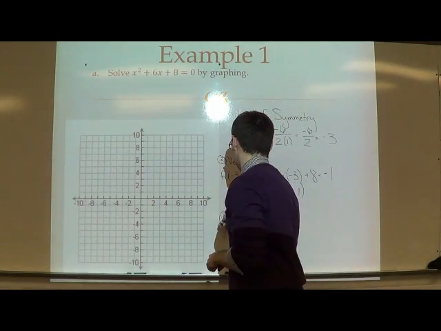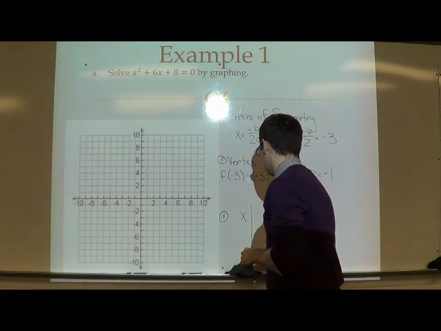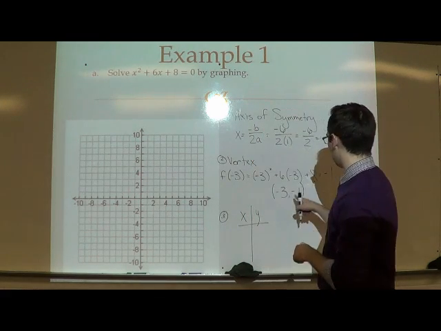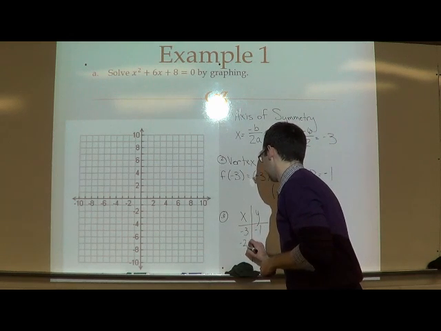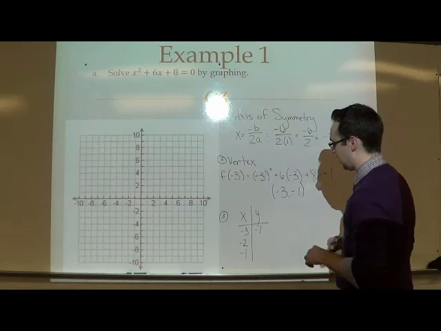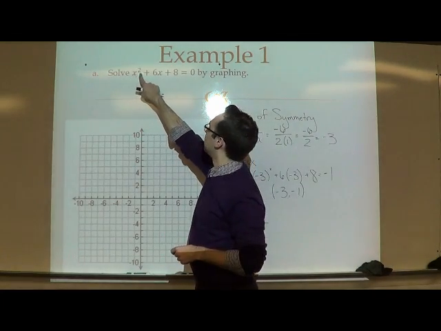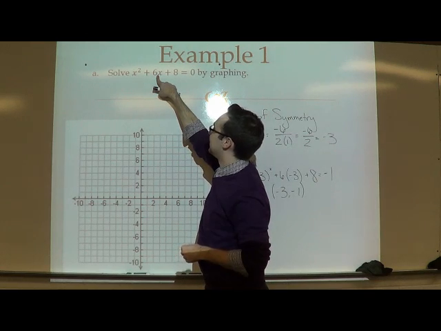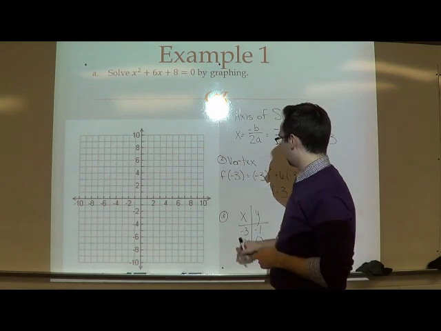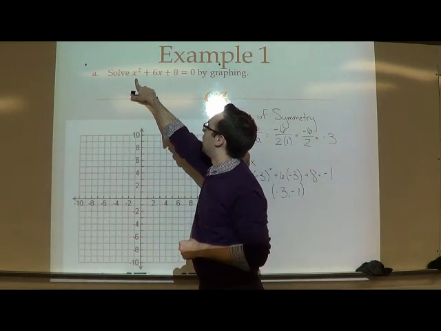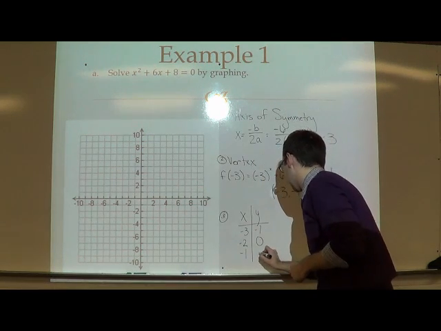The third thing we do is find some additional values. So we're going to do a table of values. Again, we already have the first one, negative 3, negative 1. So I'm going to go to negative 2 and negative 1 and see what values we get. If I plug in negative 2, negative 2 squared is 4, minus 12 is negative 8, plus 8 is 0. Negative 1: negative 1 squared is 1, minus 6 is negative 5, plus 8 is a positive 3.